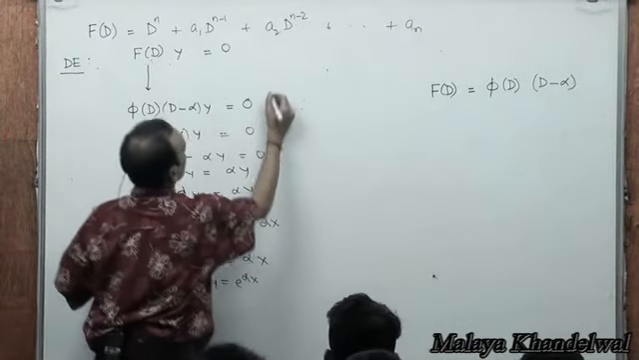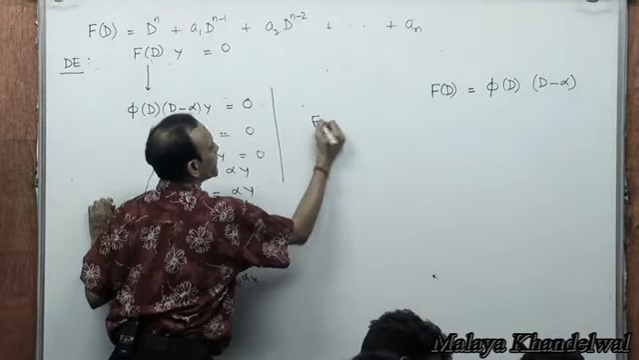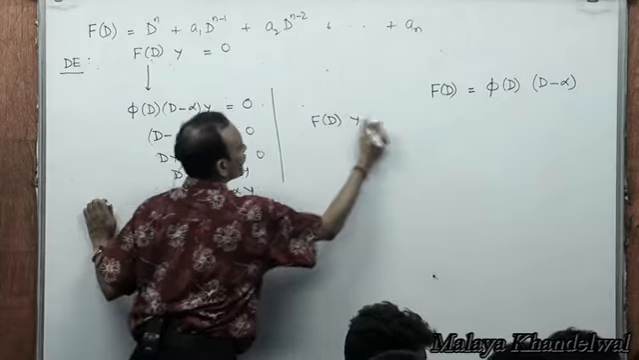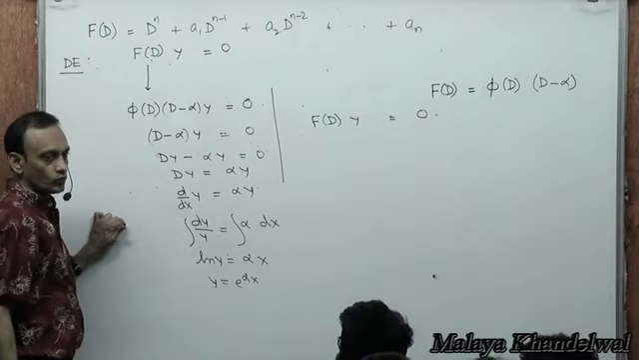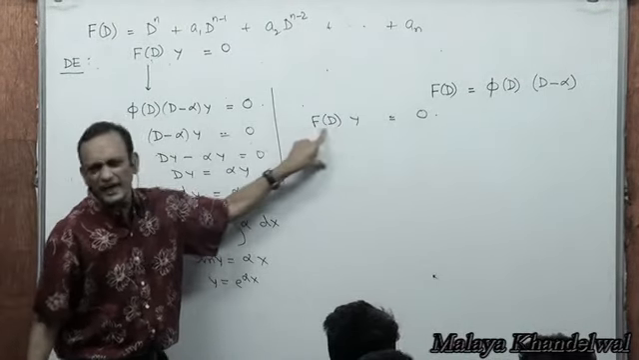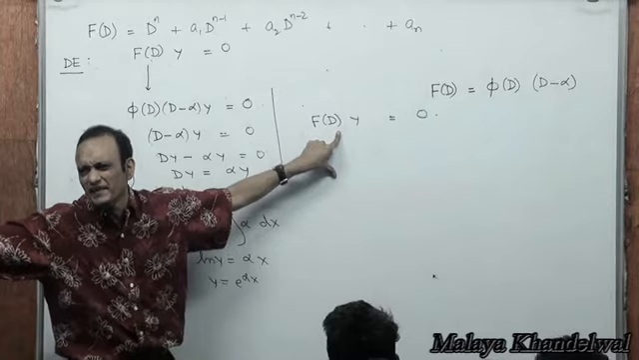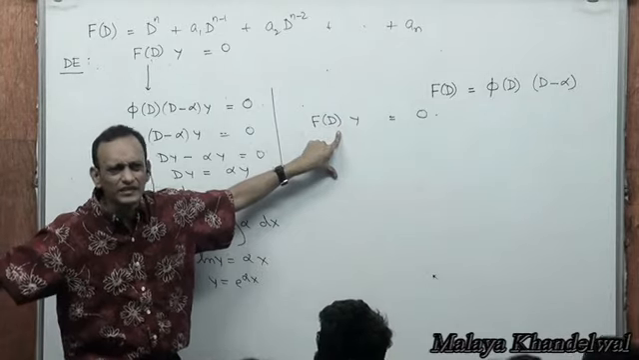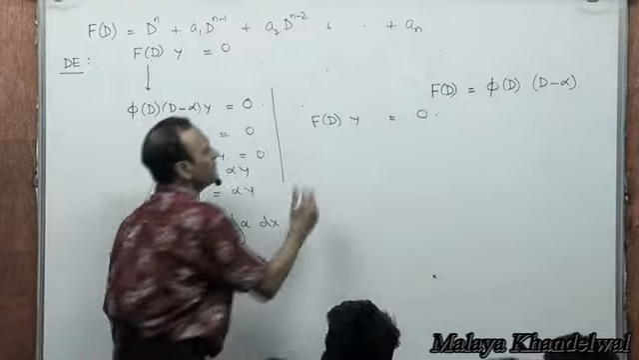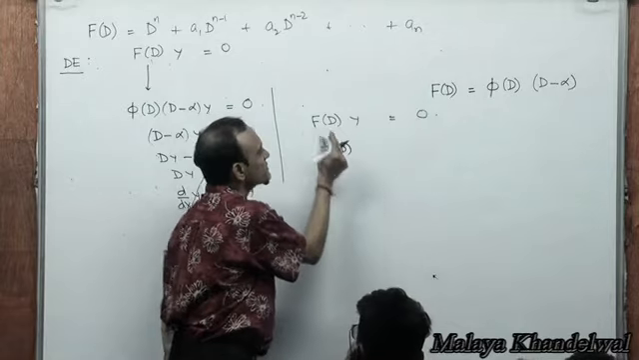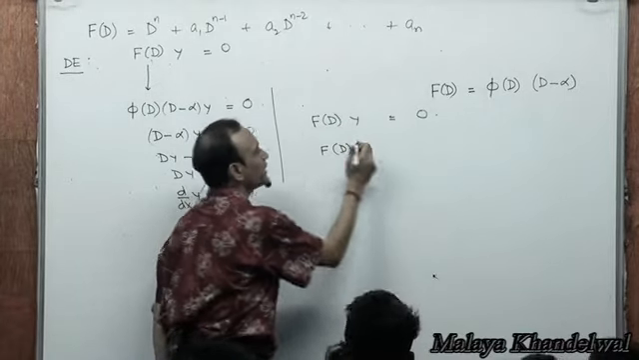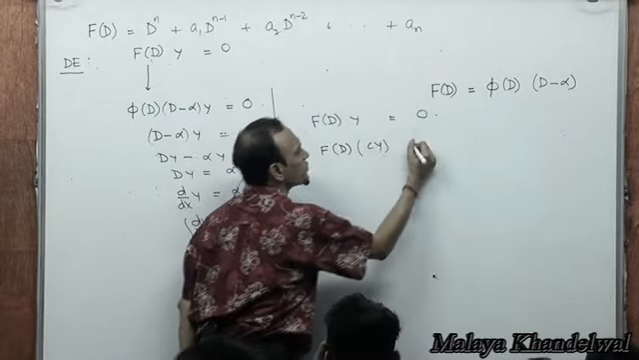Now, if fd acting on y is 0, it's a set of derivatives, right? It's a collection of derivatives. Then think of a constant: fd acting on y is 0. That means set of derivatives only. fd acting on the constant times y is also 0.